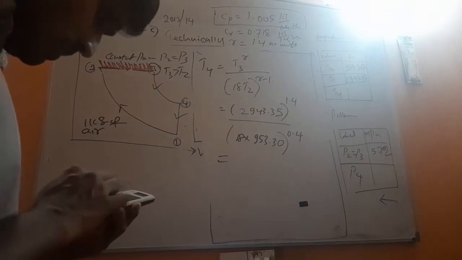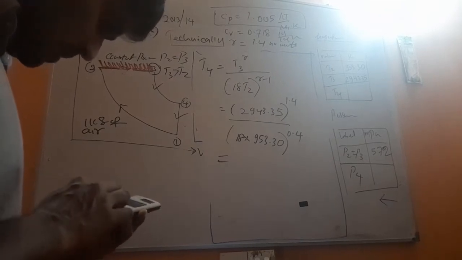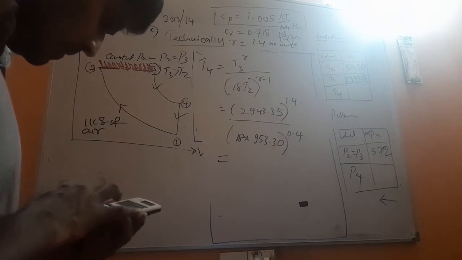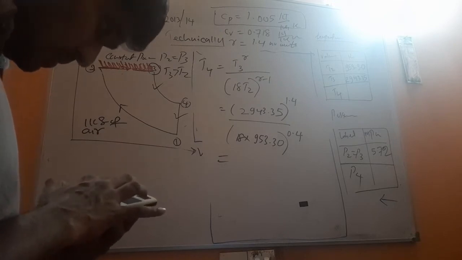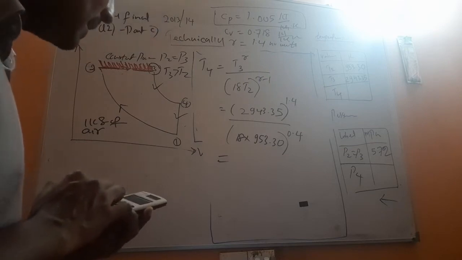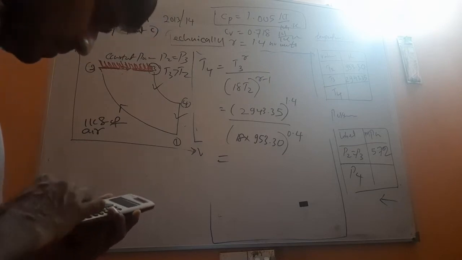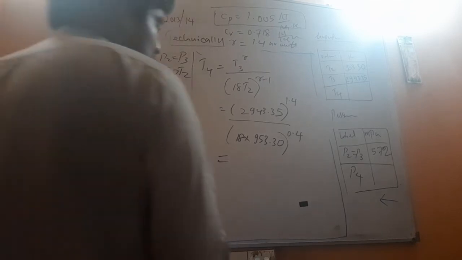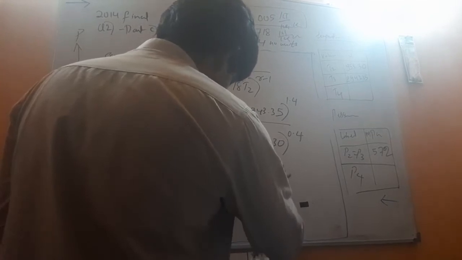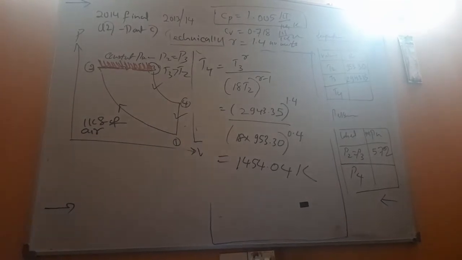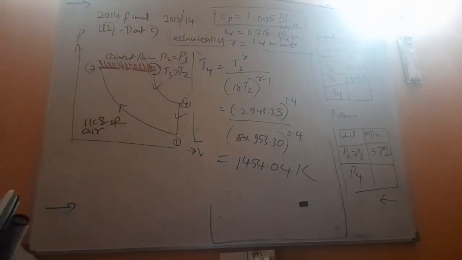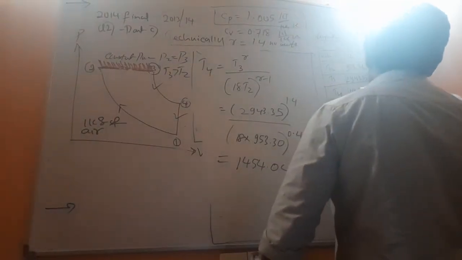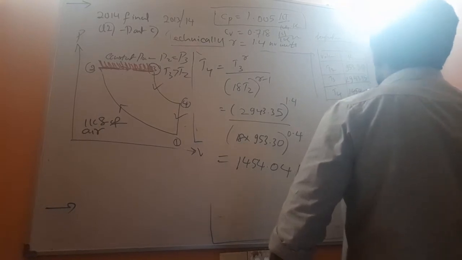2943.35 to the power 1.4, multiplied by 18 multiplied by 953.30. What is the answer for T4? 1454.04. Let's check whether that is the answer you are getting. 1454.04. Yes, 1454.04.